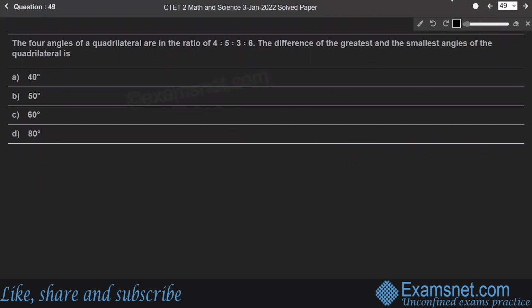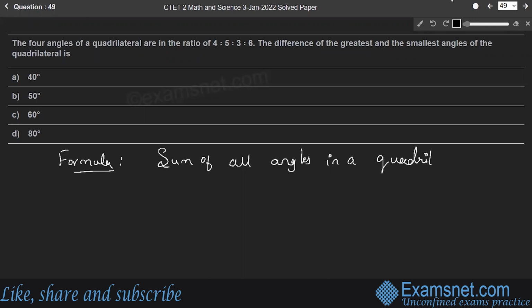Question number 49. The four angles of a quadrilateral are in the ratio 4 is to 5 is to 3 is to 6. The difference of the greatest and the smallest angles of the quadrilateral is. Here, the formula is that the sum of all angles in a quadrilateral is 360 degree. So formula, sum of all angles in a quadrilateral is equal to 360 degree.